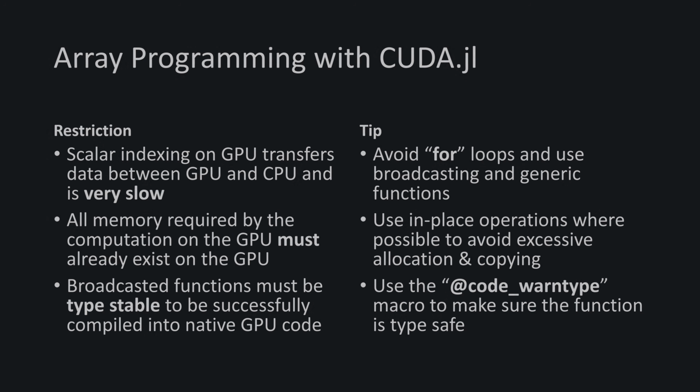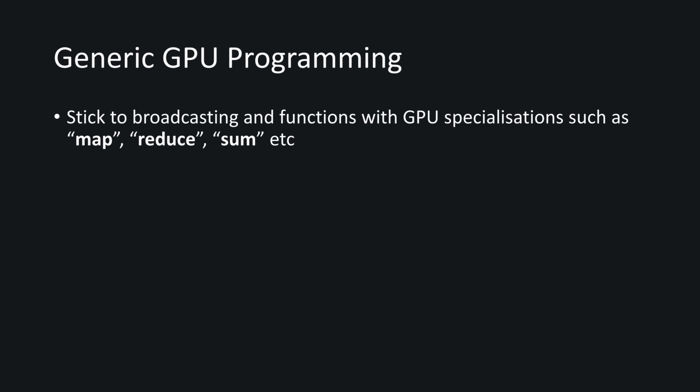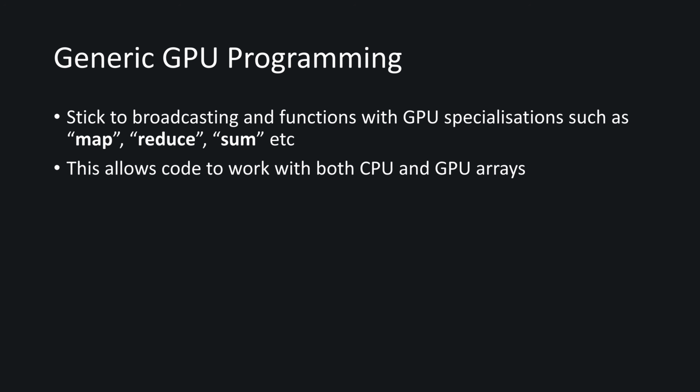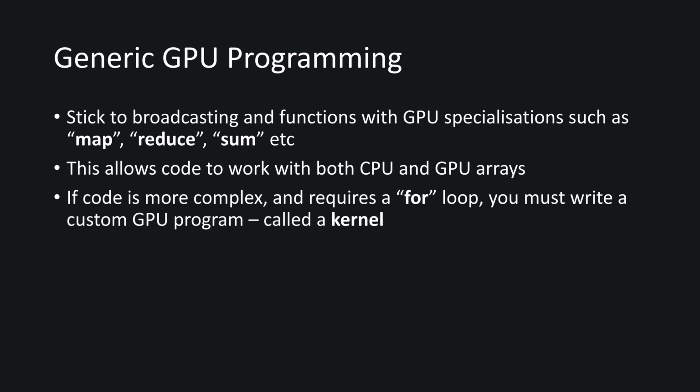Some final tips are to do with generic GPU programming. When you're first writing your code and you're just testing it out and you're trying to get it to run on the CPU, I would encourage you to use functions such as map, reduce, and sum, which can be later easily ported to run on the GPU just by changing the type of the array. This will let you easily test your code on the CPU and be comfortable knowing that it will easily port onto the GPU.